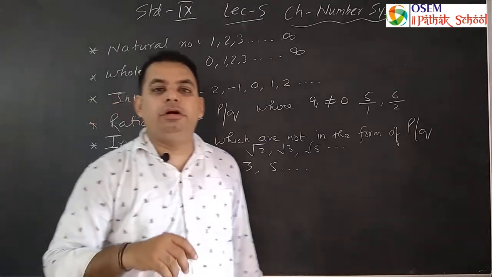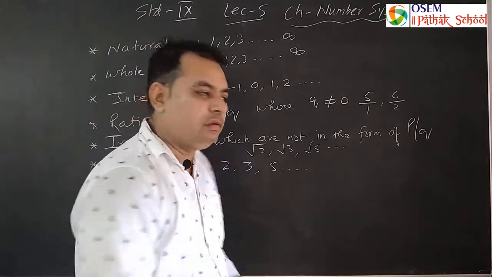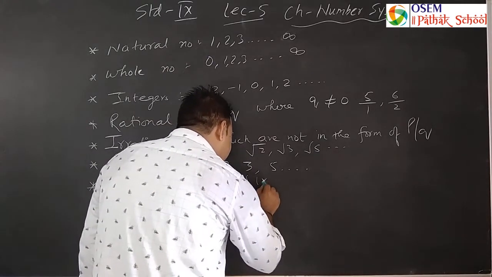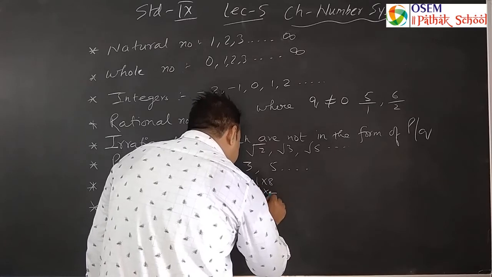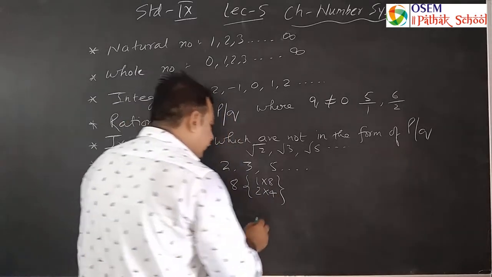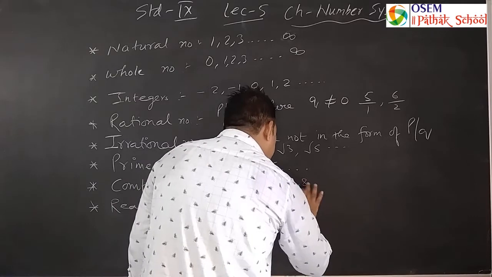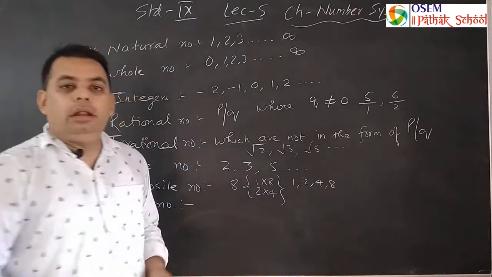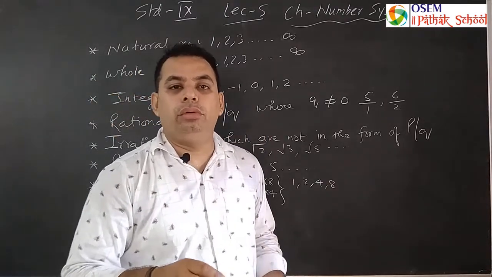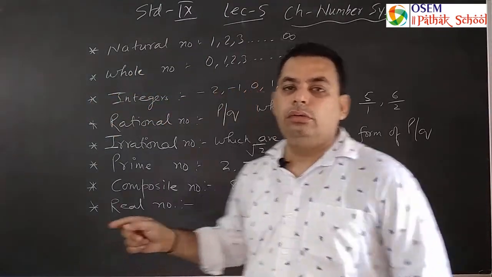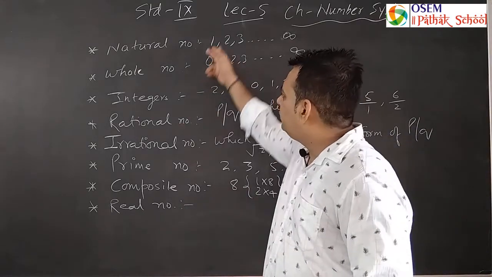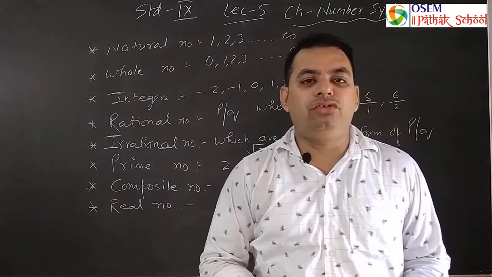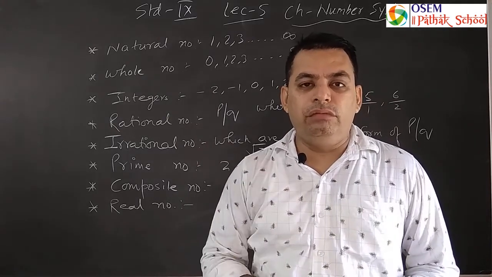Composite numbers are the numbers having more than 2 factors. If we take 8, we can take 1 into 8 and 2 into 4. So we can see over here the factors of 8 are 1, 2, 4 and 8. So numbers having 2 or more factors are known as composite numbers. Real numbers comprise the natural numbers, whole numbers, integers and rational numbers. Related to this, we will solve some sums.